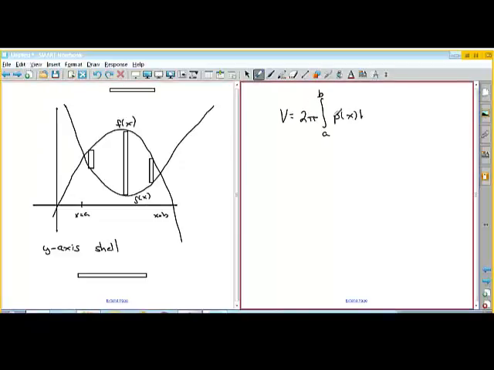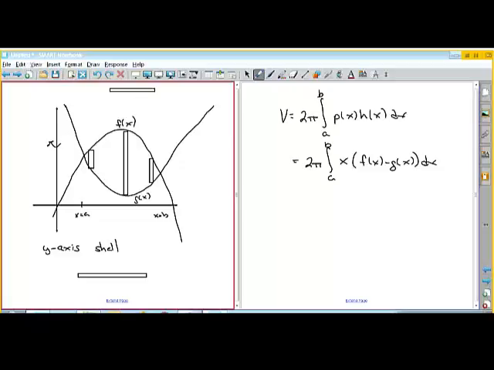And because it's around the y-axis, it's a shell, so I have p of x times h of x times dx. So you get 2 pi integral from a to b, whatever those points of intersection are. p of x is x, and that's the case any time you're rotating a shell around the y-axis. And then h of x is going to be f of x minus g of x, kind of like the area. You just take the difference between the two in the shell method. So the height of these rectangles is just the value of this function minus the value of that function. So that's around the y-axis.